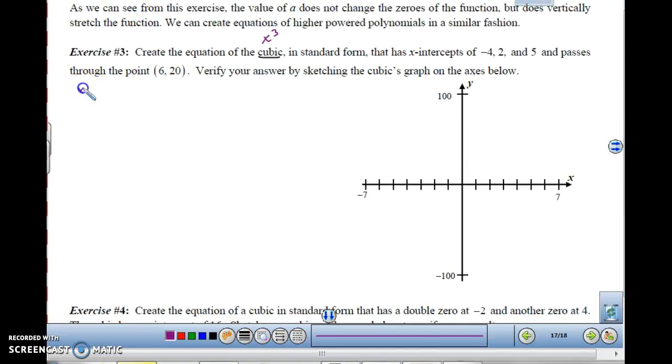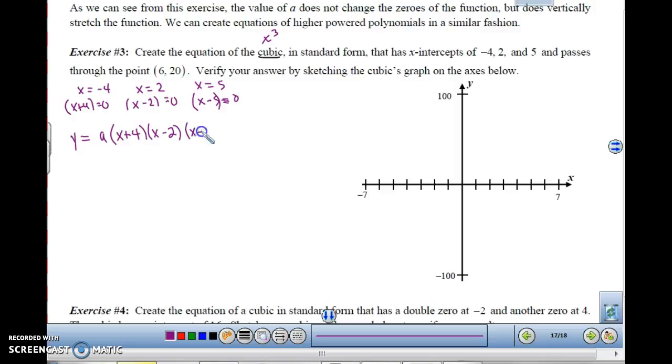All right, so we know that x equals -4, x equals 2, and x equals 5 are the roots. What were the binomials that gave them that? Well, if x equals -4, this was x plus 4 equals 0. This one was x minus 2 equals 0. And this one was x minus 5 equals 0. So our three binomials that we're going to have here, if I set this up in y equals a times the factored form: x plus 4, x minus 2, x minus 5. Okay, so that's the general form.